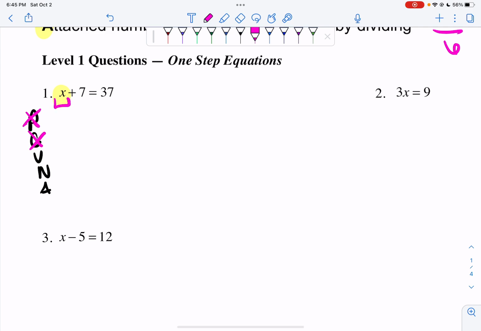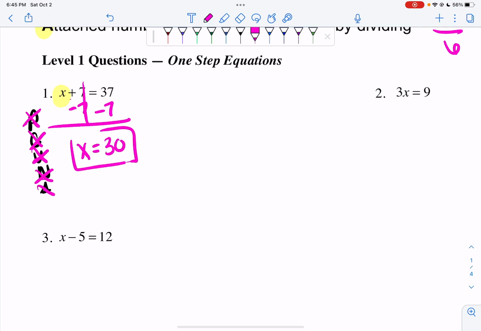All my variables are on the left-hand side. My numbers, though, aren't. So I have to get rid of this plus 7. I need to ask myself, how do I get rid of that add 7? I'm going to subtract 7 from both sides of my equation. When I do 37 minus 7, I get x to be equal to 30. And that's my final answer. The minute you get x by itself, you're done.